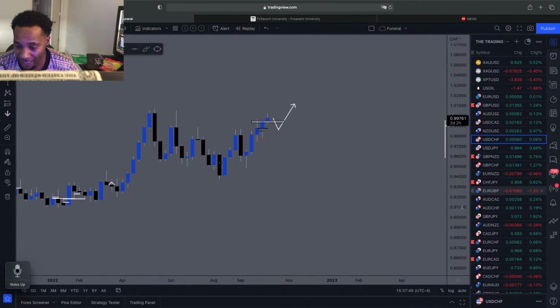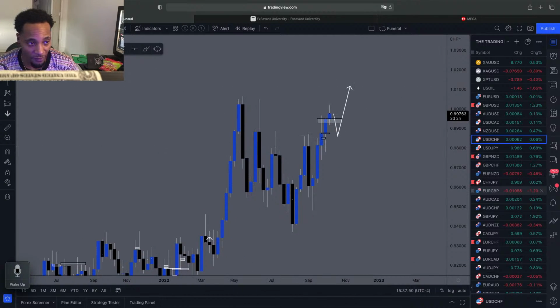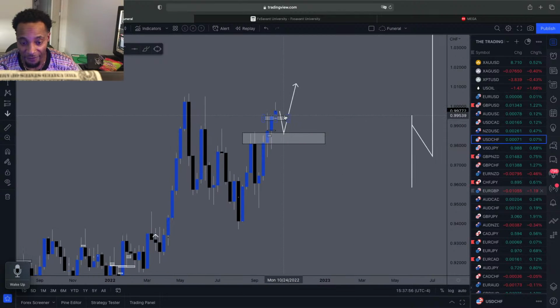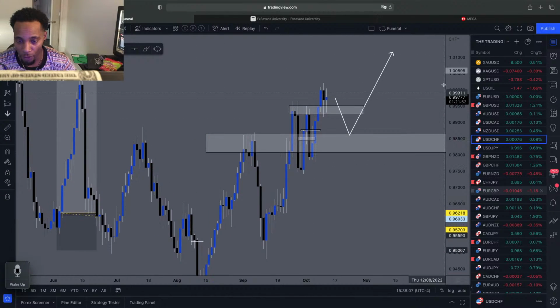So if we look at the weekly time frame of USDCHF, just jumping right back into it, you can see that we've had previous structure resistance all through this area. That if it does come back for a retest, it would be nice to see it come back into this area and then start the continuation to the upside. But as it is on the weekly right now, we're just creating higher highs and higher lows.